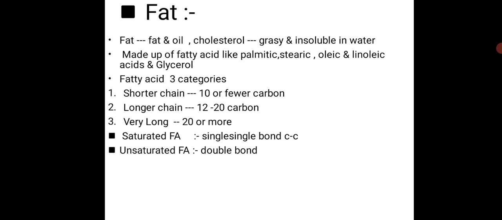So what is fat in technical language? Fat is made up of fatty acid and glycerol. Examples of fatty acids are palmitic acid, stearic acid, oleic acid and linolenic acid. Fat is made up of fatty acid and glycerol. This is the technical definition.